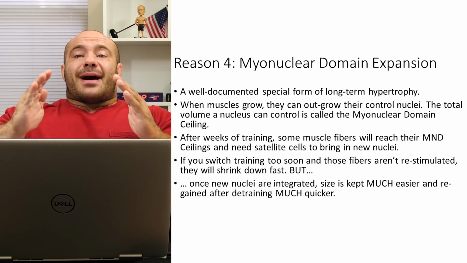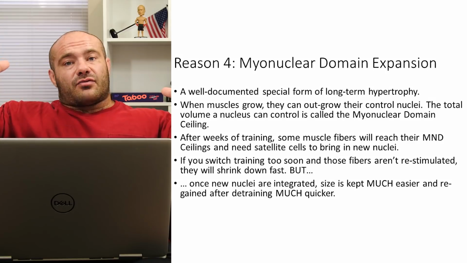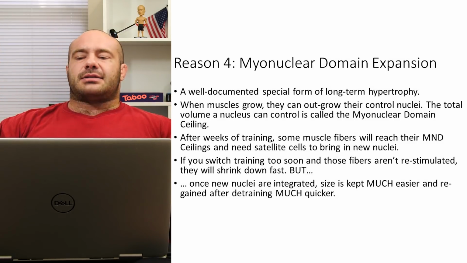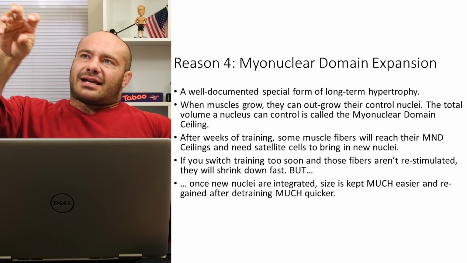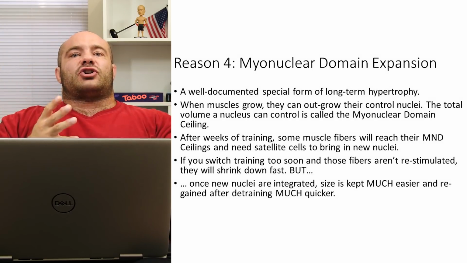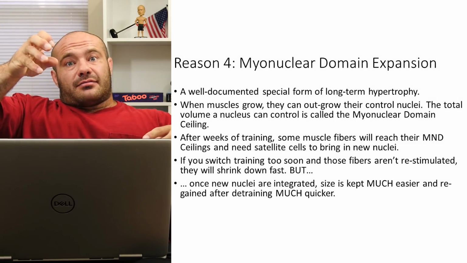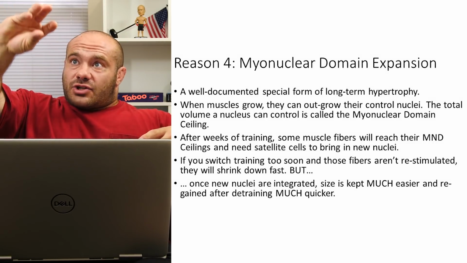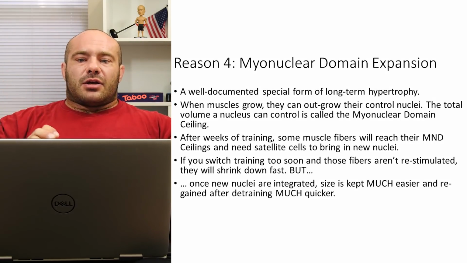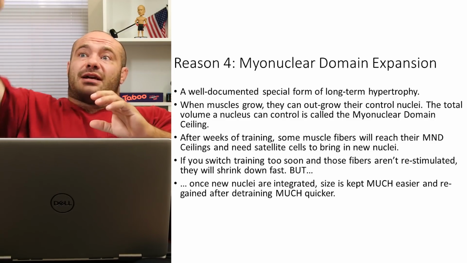At some point, when myonuclear domain ceilings start to be reached, these limits start to get reached, some sort of signaling process, which is still a little bit mysterious to us, tells these satellite cells to donate their nuclei into the existing cells that have a whole bunch of contractile elements that actually help you do work. The nuclei are donated. Satellite cell is no more. Its nucleus sort of fuses into this other cell, and now there's another nucleus. So maybe you had only this much muscle that you can control with one nucleus. You get this other nucleus.